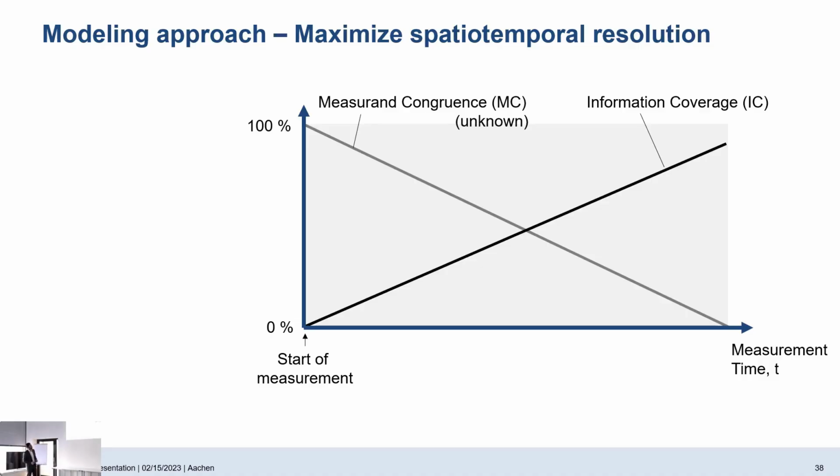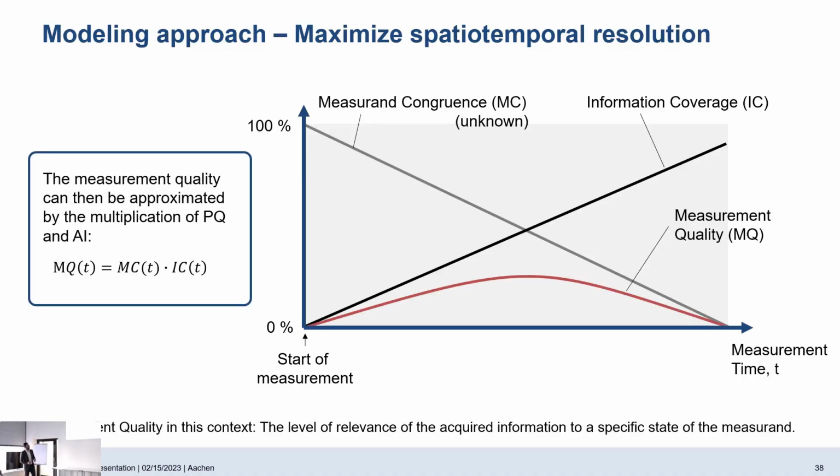And if we multiply these two curves, we get a third curve, which I call the measurement quality here. And I also defined the meaning. So this measurement quality here is the level of relevance of the acquired information to a specific state of the measurand. And we see we have a peak point here. This peak point describes the trade-off for this type of measurement, the trade-off between temporal and spatial resolution. And the specific state here at this peak point would describe the state of the measurand for this time span here.